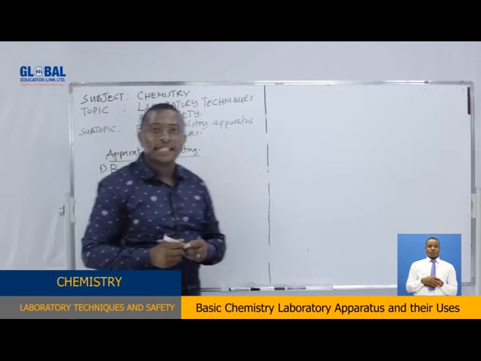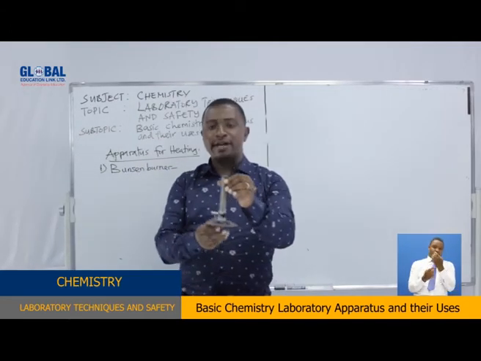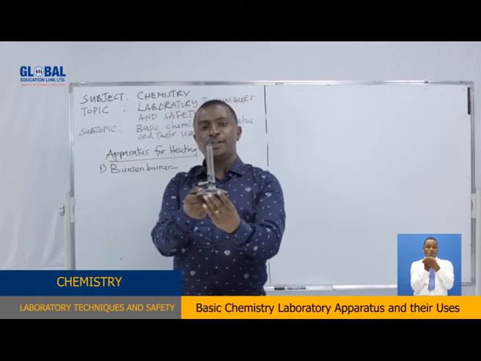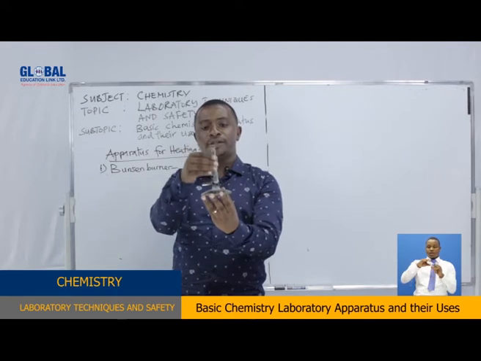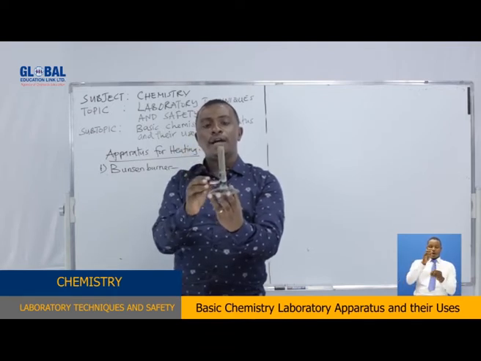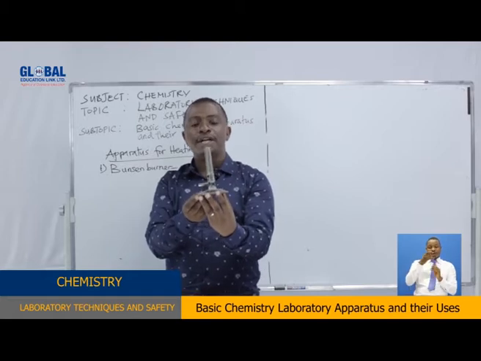an apparatus known as a Bunsen burner, class. This is the Bunsen burner. You can see it has a base, it has a gas inlet, and it has this chimney, it has an air hose. It is used as a source of heat in the laboratory.